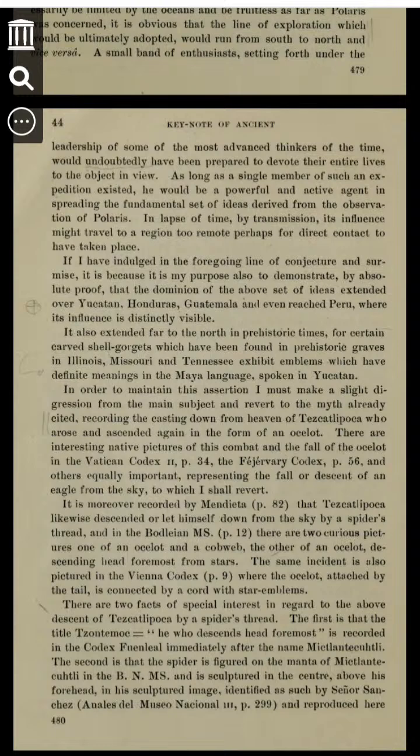It is moreover recorded by Mendieta that Tezcatlipoca likewise descended or let himself down from the sky by a spider's thread, and in the Bodleian there are two curious pictures, one of an ocelot and a cobweb, the other of an ocelot descending head foremost from the stars. The same incident is also pictured in the Vienna Codex, where the ocelot attached by the tail is connected by a cord with star emblems, right?